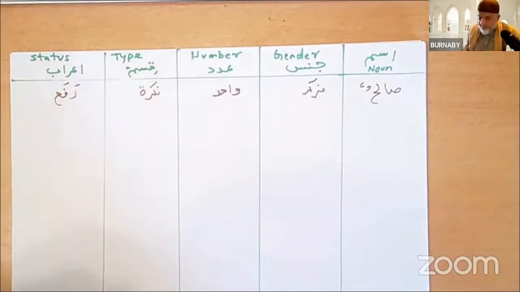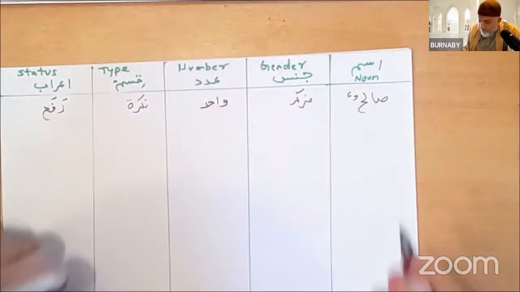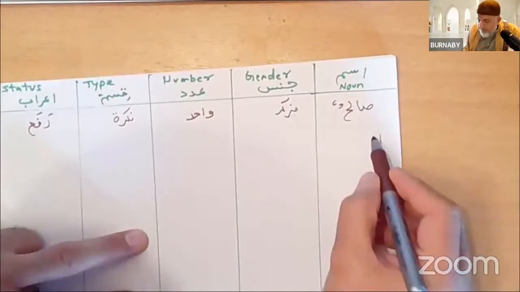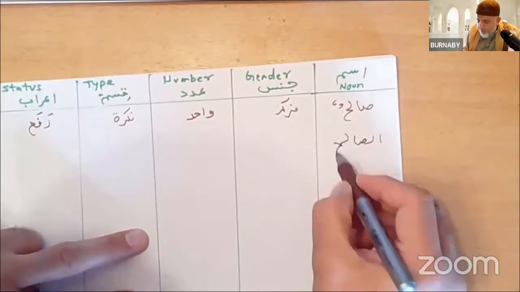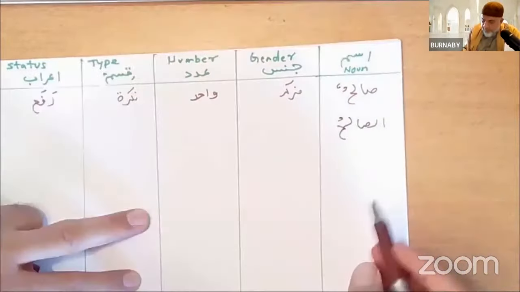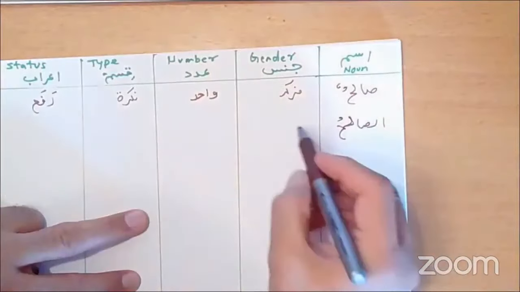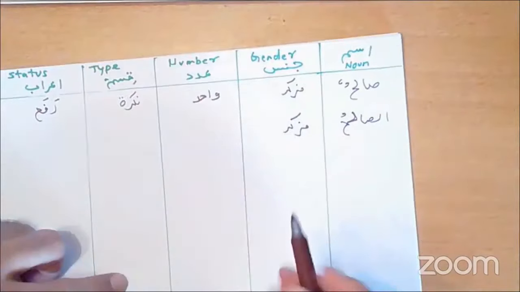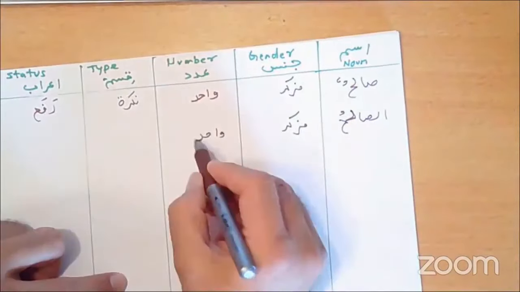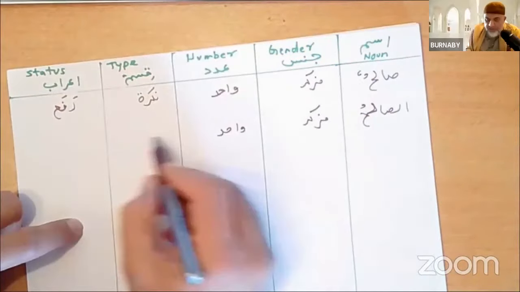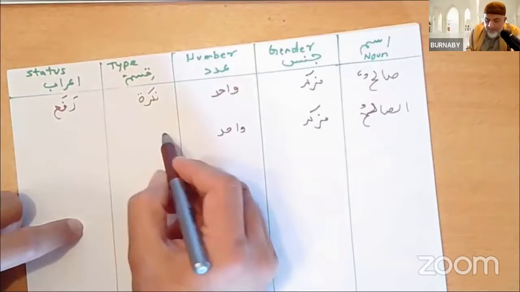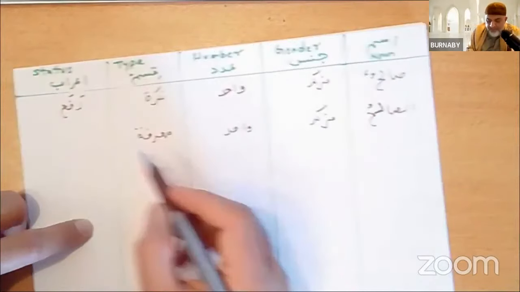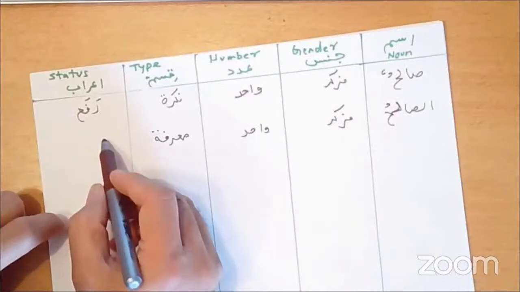Now think about this. If I say As-Salihu, what did I do? Is this still muzakkar? Is it still wahid? Is it nakira or marifa? Marifa. And is it still rafa? Yes. Okay, great.